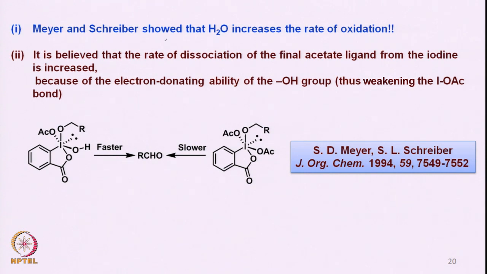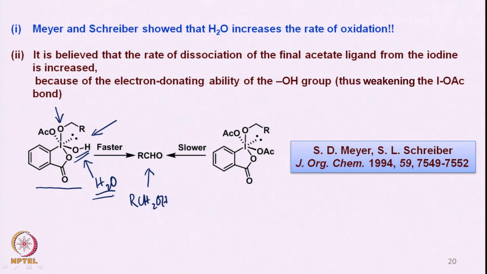Now Meyer and Schreiber showed that water increases the rate of oxidation. What is happening here is if you add water in the reaction medium, then there is a possibility of replacing one of the acetates by the hydroxy group, and the intermediate is of this kind. That means from the reagent, when one of the acetoxy groups is gone, you generate this I-O bond, and the other acetate is replaced by this hydroxy group coming from the water. What they have observed is that the conversion of, say, RCH2OH to the corresponding aldehyde is much faster if a small amount of water is added.